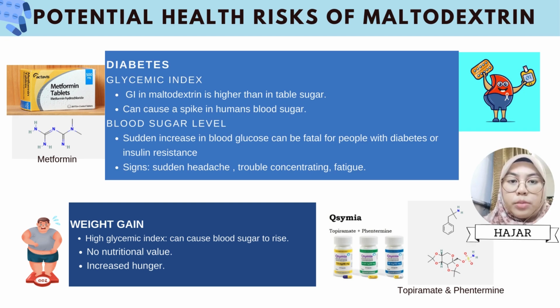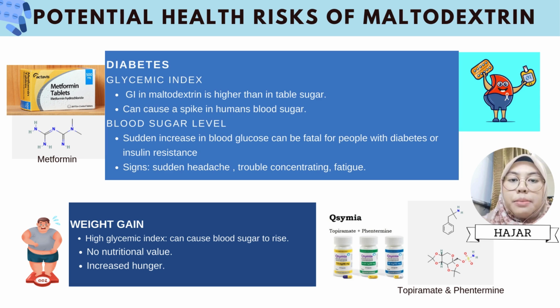My name is Siti Ajaruddin Aminar and I will be presenting about the potential health risks of maltodextrin. First of all, diabetes. The glycemic index (GI) of maltodextrin is higher than that of table sugar. This means that the powder can cause a spike in your blood sugar shortly after eating foods that have it. A sudden increase in blood glucose in people with insulin resistance or diabetes can be fatal, and the signs you can get are sudden headache, trouble concentrating, and fatigue.